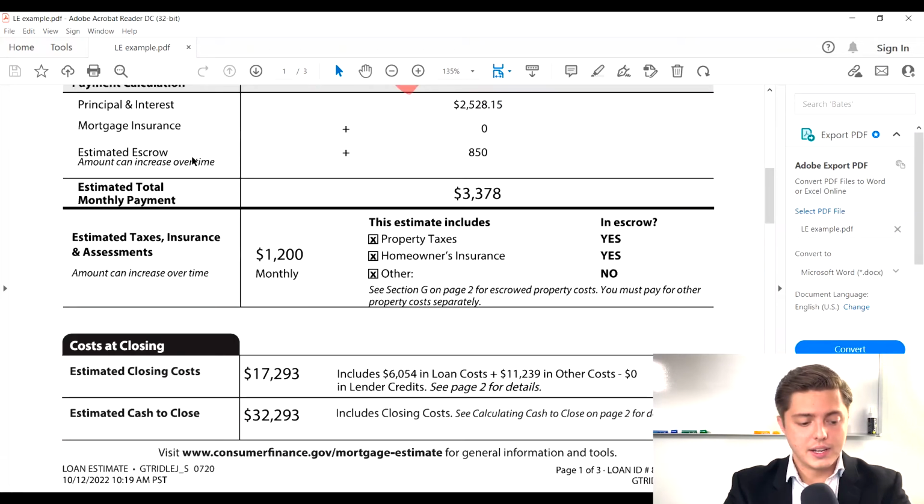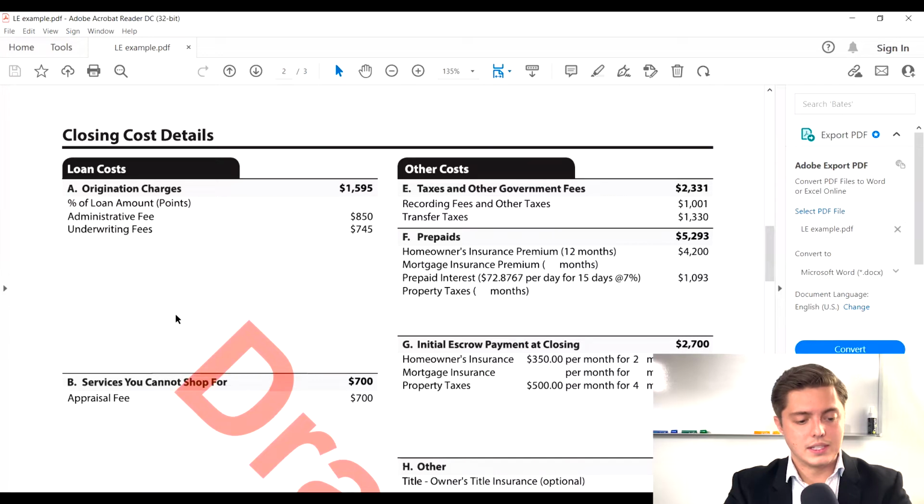The next section you'll see here is costs at closing. What is your estimated closing costs and what is your estimated cash to close? This does break down what you're paying in loan costs and other costs. And there's a lot more details on the next page, which is where we'll go next.